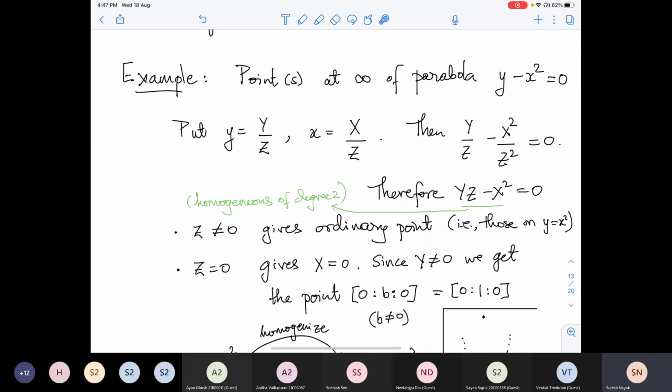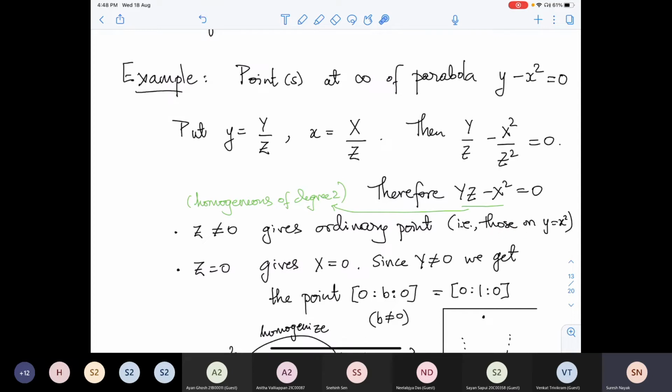Now, if you put z not equal to 0, then you can divide by z and go back, and you get these points, y comma x. Those will be your usual ordinary points of your parabola, the finite points, those on y equal to x squared. But when you put z equal to 0, those are your points at infinity of this parabola. So the recipe is very straightforward. Start with your equation, substitute y equal to capital Y over z, x equal to capital X over z, readjust your equation and see what you get. Then put z equal to 0 to get your points at infinity. If z is not 0, you will recover your usual ordinary points.